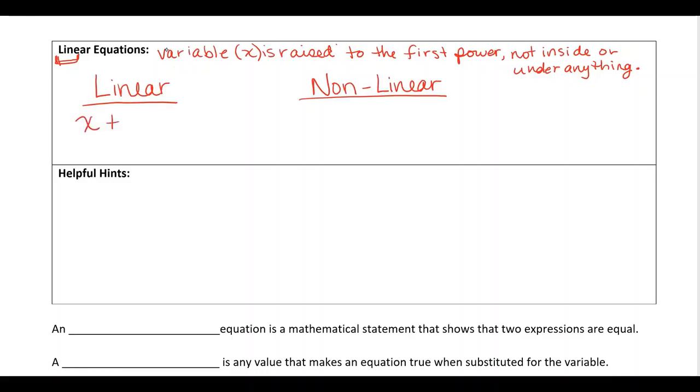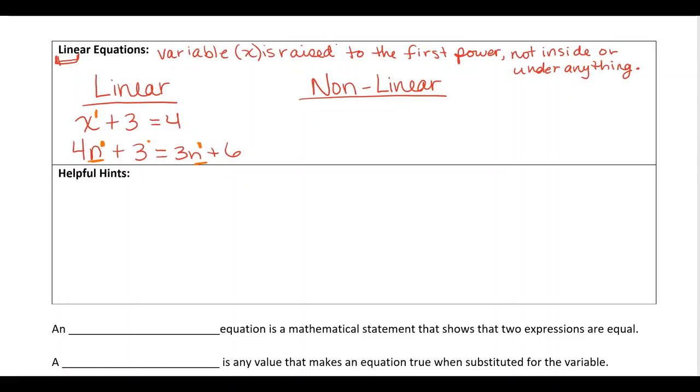So x plus 3 equals 4. You can see that this is to the first power. Another example, negative 4n plus 3 equals 3n plus 6. Once again, this is to the first power. The variable is to the first power.